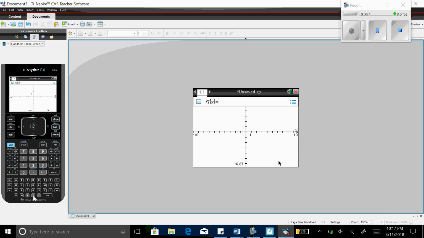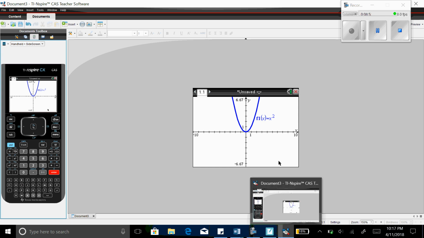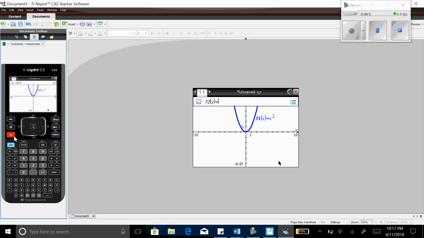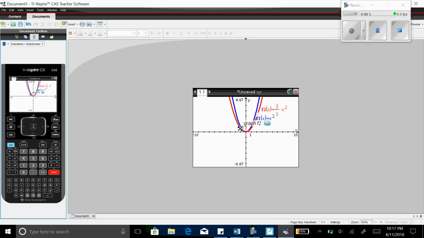So we have Ben's, he's graphing the parent function, x squared. Great. Now we're going to put in Alex's. So hit tab. And Alex had 2/3 x squared. Enter. So now the question says, compare Ben's graph to Alex's graph. So Alex is red, Ben is blue. What is Ben's graph compared to Alex's graph?